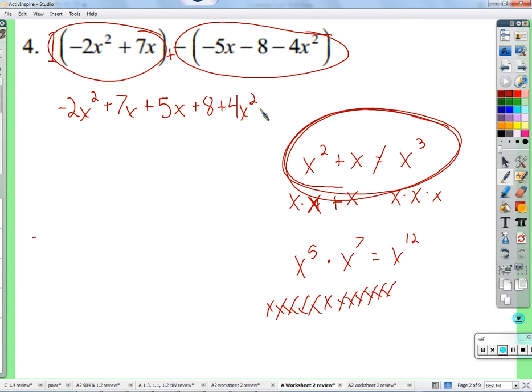Then we collect like terms, so we'll just start from the highest power and work down. Got x squared there, 2 from 4, that leaves us with 2x squareds. Got 7x and a 5x, that's 12x. And then 8 is the only constant, so it's just 8.